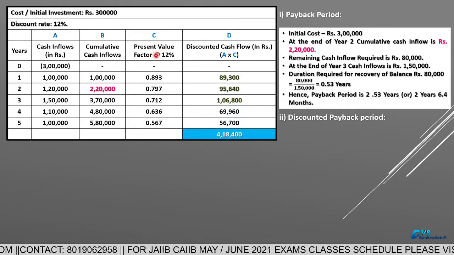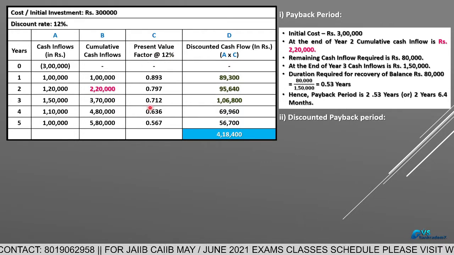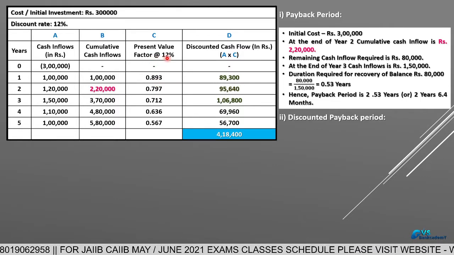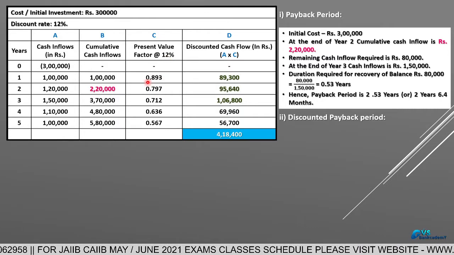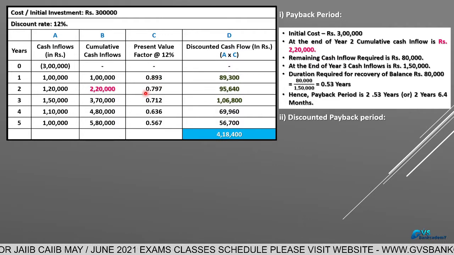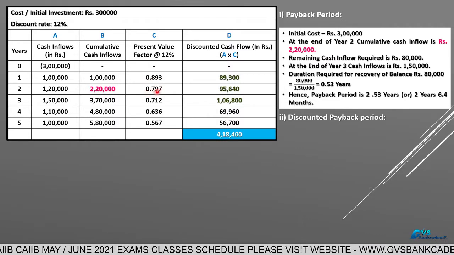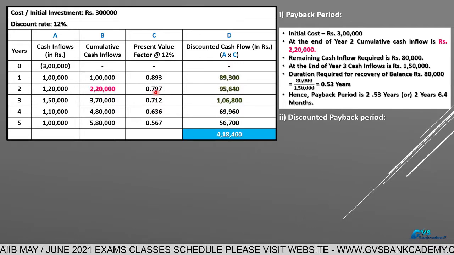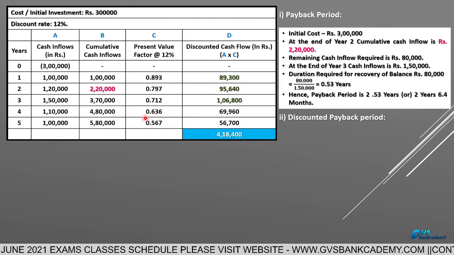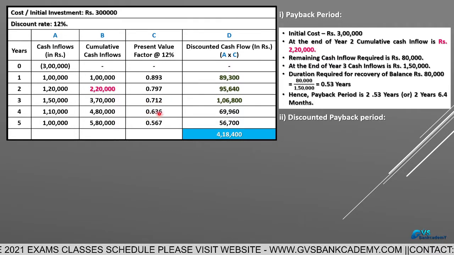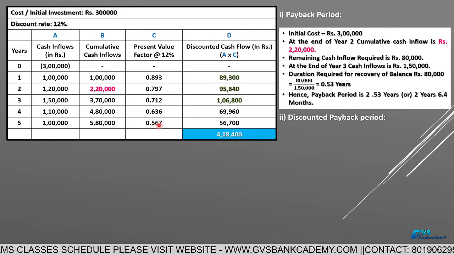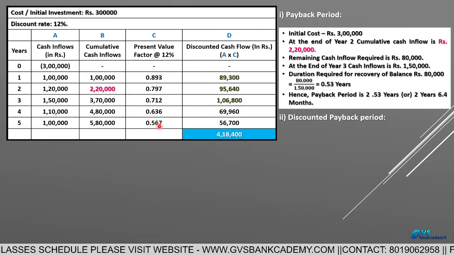Again I am repeating this step. The present value factor, the discounting factor at the rate of 12%: how do you arrive at this figure? 1 divided by 1.12, press equal, and in the calculator you will get 0.893 for the first year. Again press equal for the second year, you will get 0.797. Again press equal, you will get 0.713. Again press equal, you will get 0.636 for the fourth year. Again press equal, you will get 0.567. This is the discounting factor.